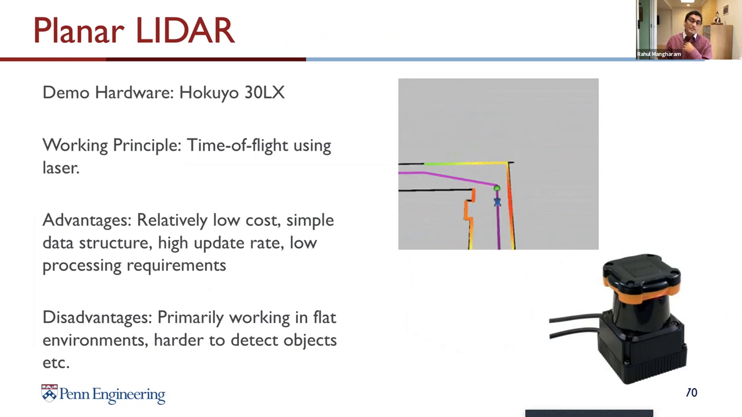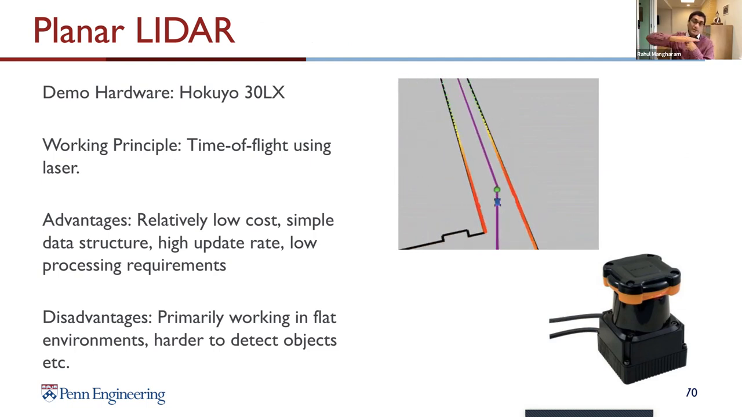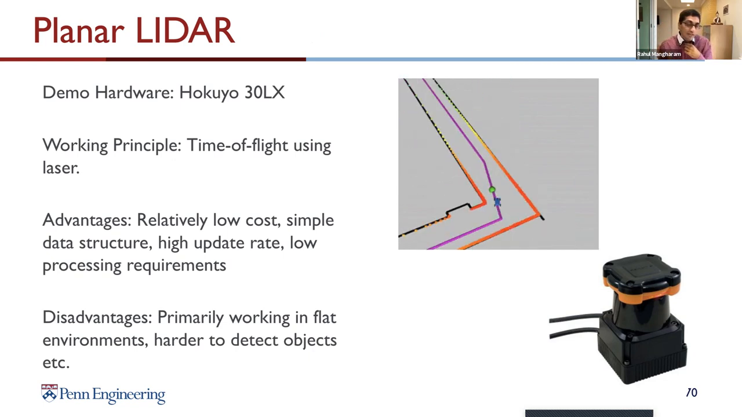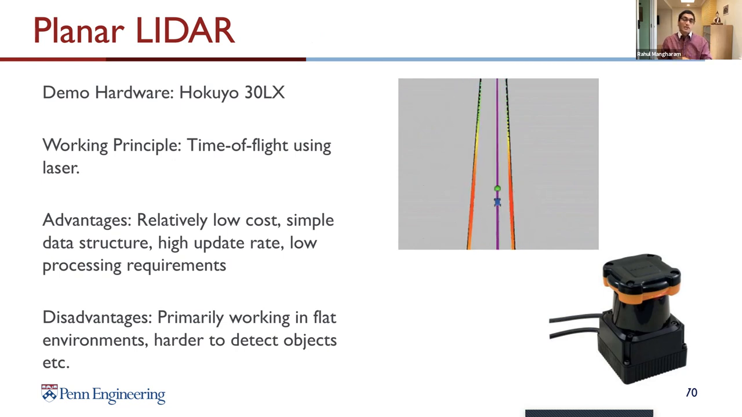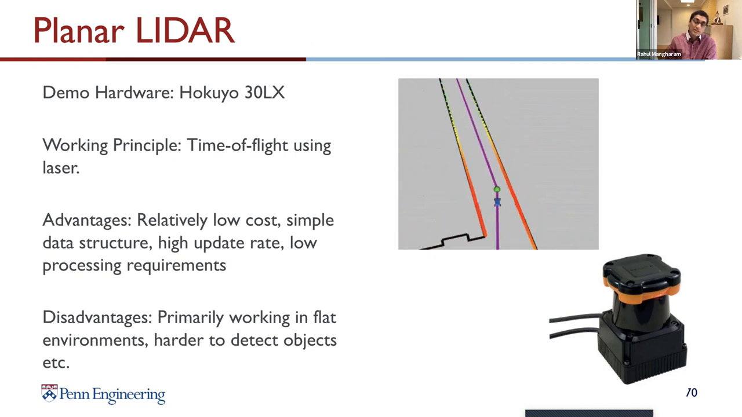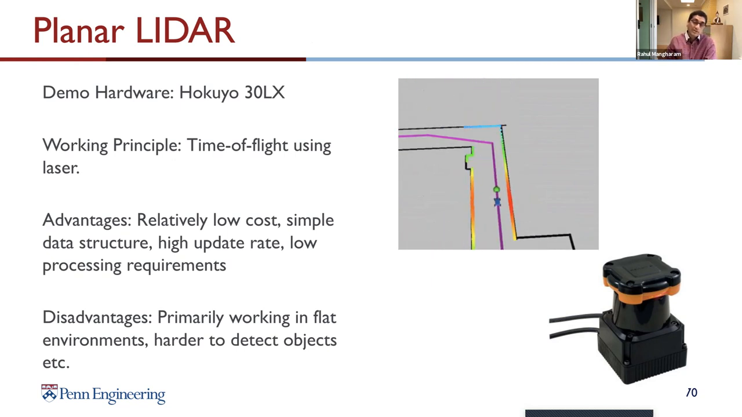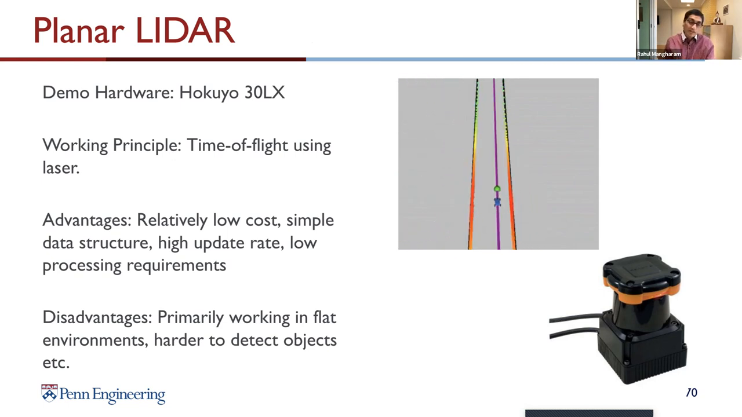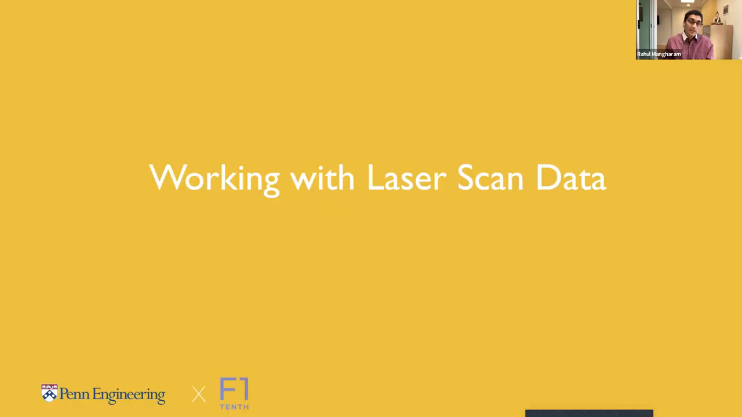The planar LiDAR is essentially just a 2D LiDAR. It's a single beam that is just scanning the world at a fixed height, like that, right? It's relatively low cost, and I would just put relatively in quotes over here. But it allows you to scan anywhere from 4 meters or 10 meters, and then this one can go up to 30 meters. Here you can see even in the simulator, we can scan and capture the walls over here. As long as you're on a flat surface, you're fine with a 2D LiDAR, right?